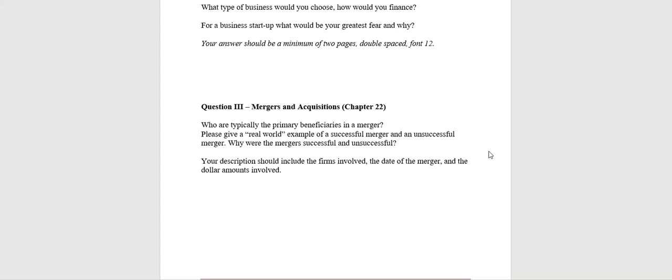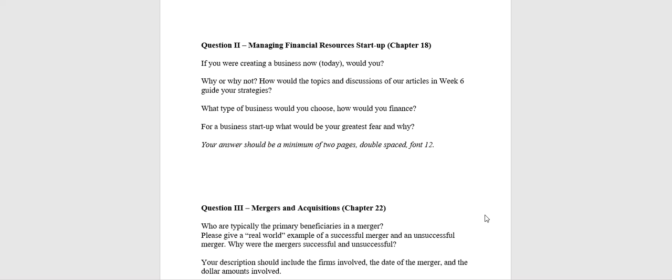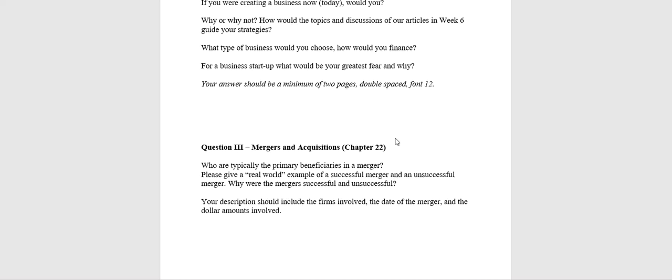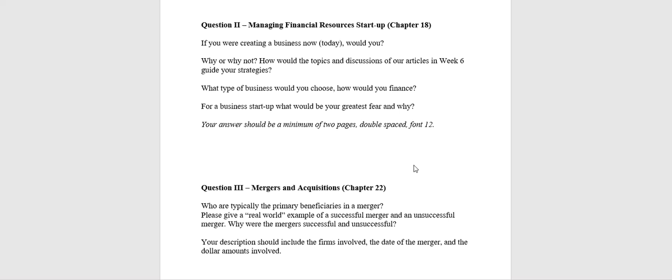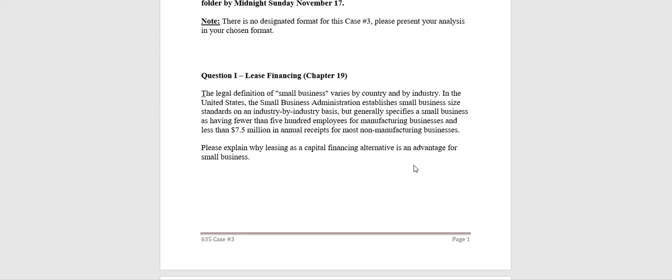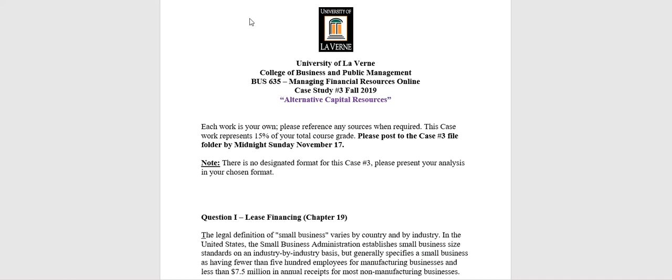I need some specifics. What are the dates involved in the merger and the dollar amounts of the merger? That's about it. I don't need many details about the numbers. Just quick research about a successful and unsuccessful merger would be appropriate. And by doing this case, we're looking at the definitions of different types of financing, both small business and major corporations. What are other ways companies can attract capital?